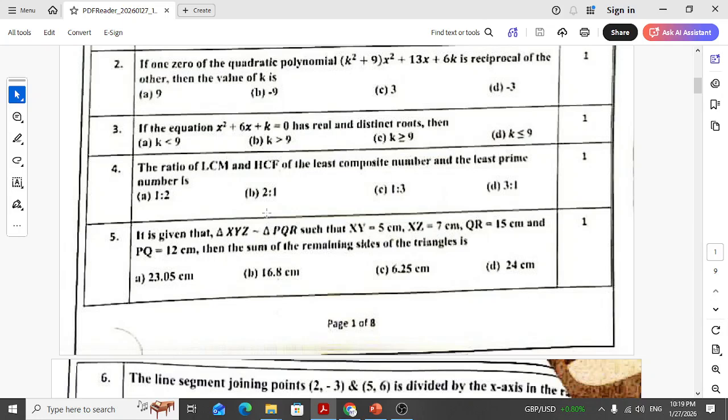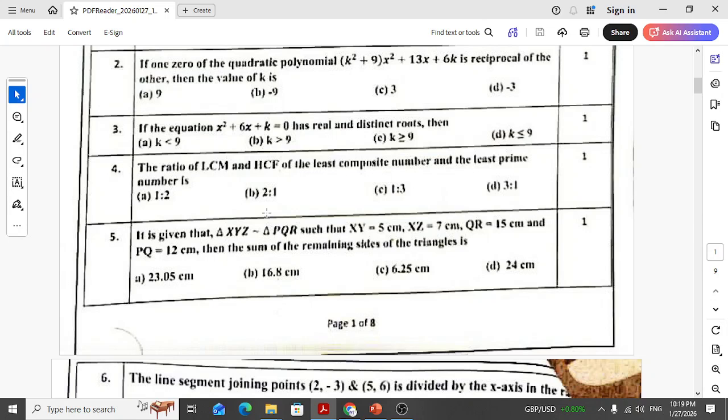So first we will write the multiples of 3. 3 1s are 3, 3 2s are 6, 3 3s are 9, 3 4s are 12, 3 5s are 15, 3 6s are 18. In the same way, multiples of 5: 5 1s are 5, 5 2s are 10, 5 3s are 15, 5 4s are 20. So leaving out the common number, how many do we have? 1, 2, 3, 4, 5, 6, 7, 8, 9.